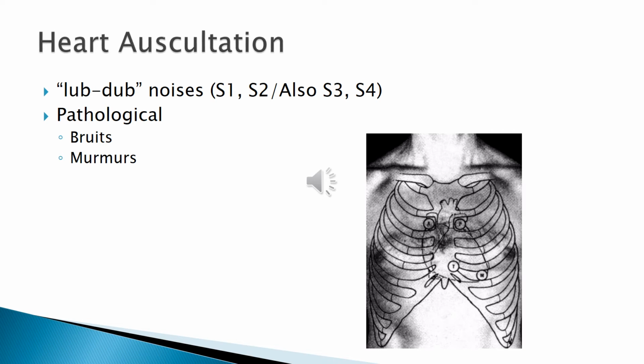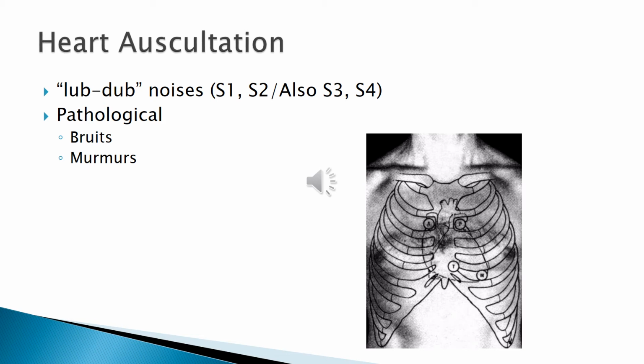The normal sounds that we're looking to listen for are what are called the lub-dub sounds. So it's the lub-dub heart sounds, or the S1 and S2. Lub is S1, dub is S2. They correspond to the closing of the different valves in the heart. The lub sound corresponds to the closing of the mitral and tricuspid valves with ventricular systole. The second sound, the S2, the dub, corresponds to the closing of the aortic and the pulmonary valves after ventricular systole. So that's what you're listening for.